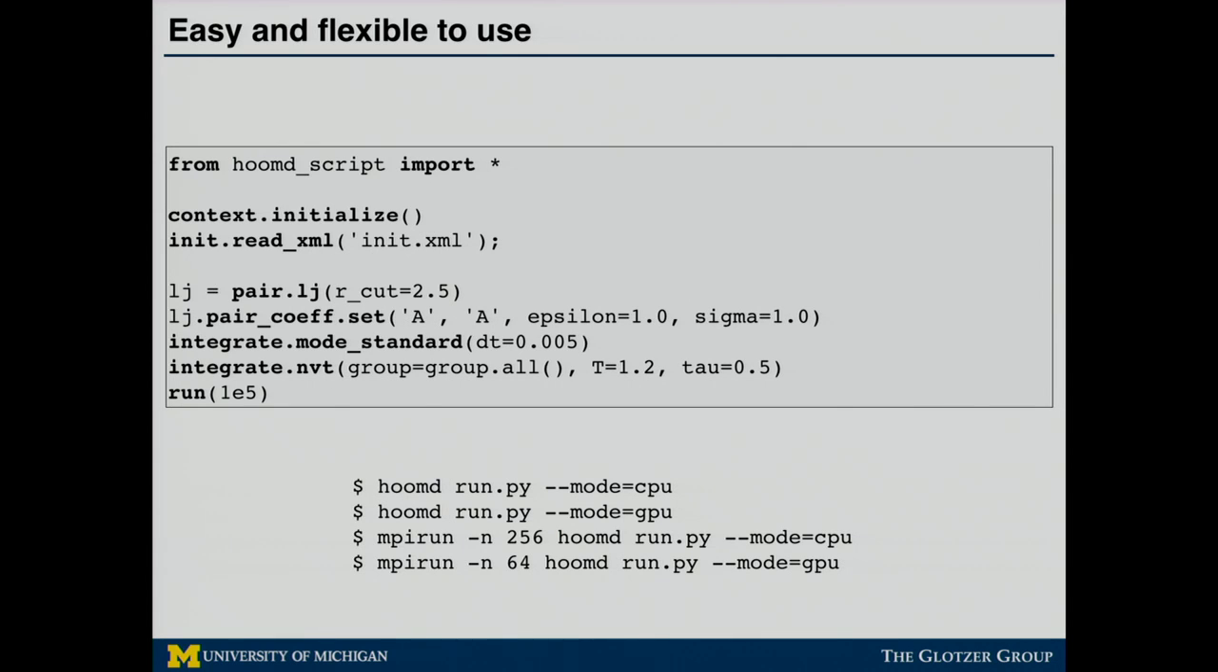HOOMD is programmed by Python scripts. This Python script here is everything that's needed to simulate the system, in this case, of some initial configuration at constant temperature over 100,000 time steps. You start by doing the configuration, defining the pair potential, and setting the time step, and then integrating at some temperature over a number of steps.